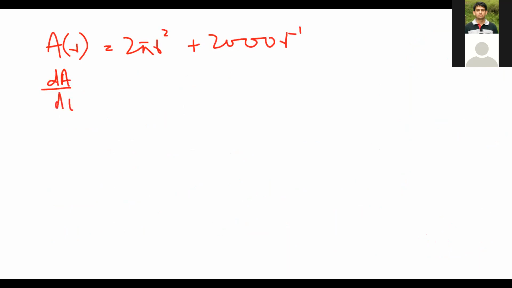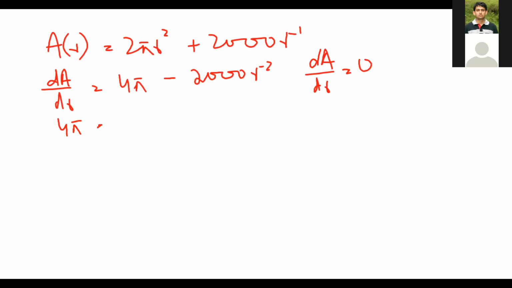Up till now we have the area function A(r) = 2πr² + 2000r⁻¹. So I'll be calculating dA/dr, which is equal to 4πr - 2000r⁻². I'll put dA/dr equal to 0. So 4πr is equal to 2000r⁻².